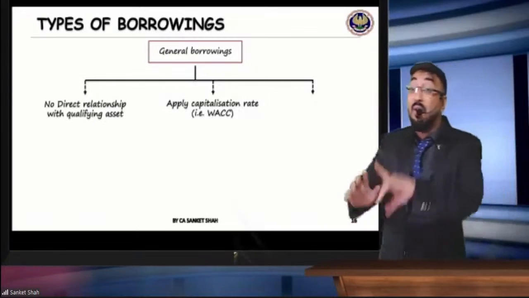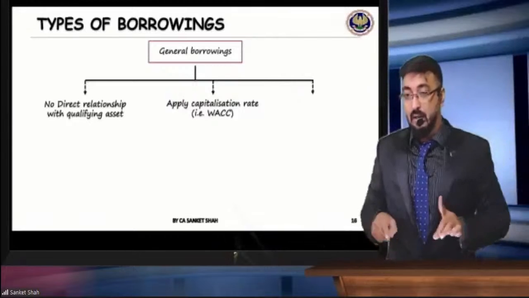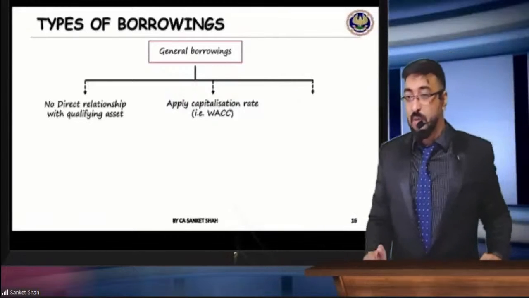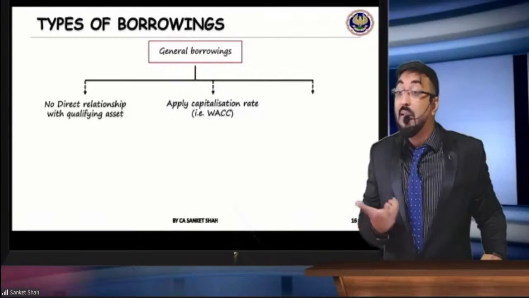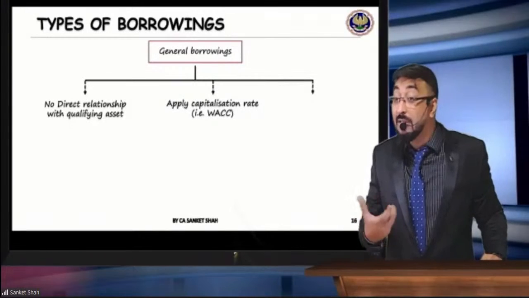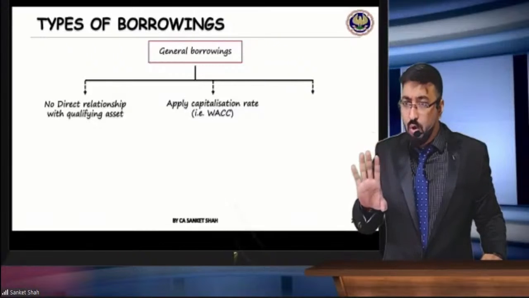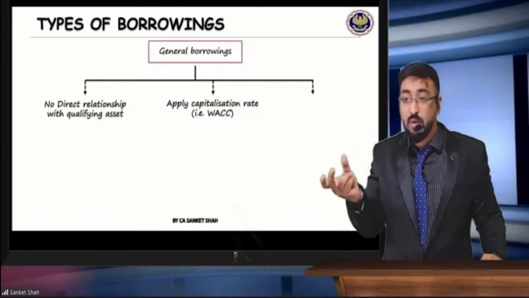So in that we calculate overall cost of capital, weighted average cost of capital, and that weighted average cost of capital, we apply as the capitalization rate. Now why is it weighted average capital? I will tell you the logic, what is the simple average and what is the weighted average.